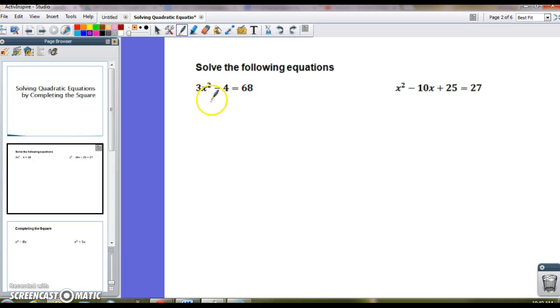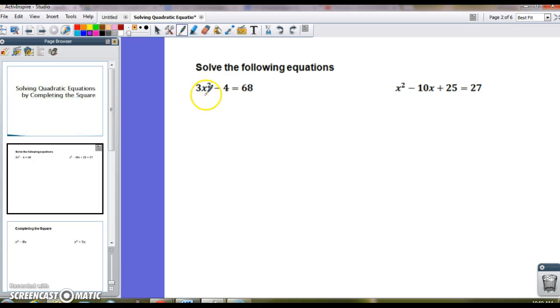The one on the left has an x squared in it, and then the rest of the values in that equation are just regular numbers. If you see this equation over on the right, there's an x squared term, and then there's also that negative 10x in there. So they're a little bit different, but we are going to solve both of them. So let's look at the first one here.